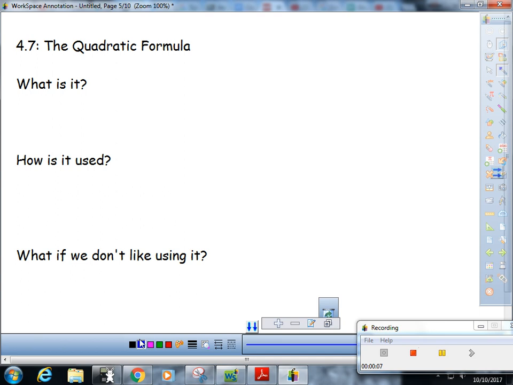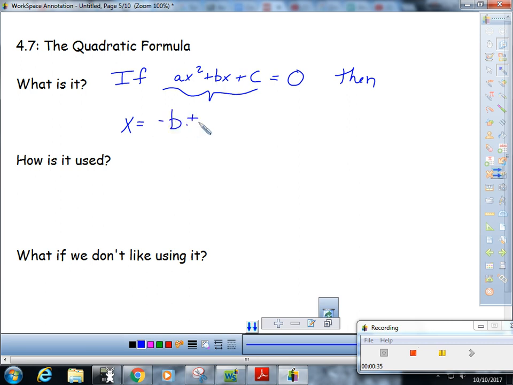So the quadratic formula, what is it? Well, if ax squared plus bx plus c equals 0, so if you've got a quadratic, that's what this is, and you've got it set equal to 0, then x will equal minus b, so the opposite of this number, plus or minus. That indicates there are two different answers for these questions. Big square root of b squared minus 4ac all over 2a. That's what it is, okay?